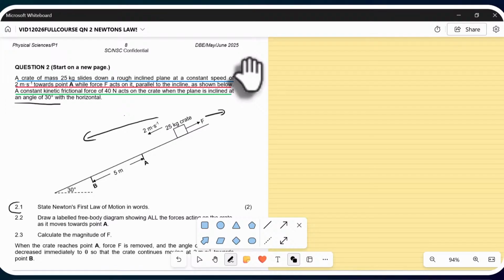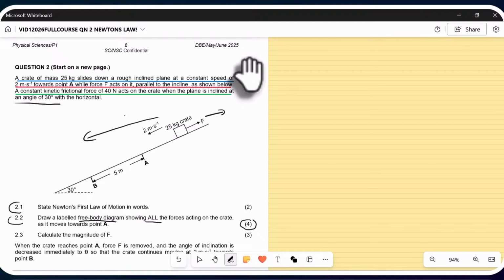Question 2.2, they said draw a labeled free body diagram showing all the forces acting on the crate as it moves towards point A. Now, if they say all the forces, it means you show all the forces acting vertical, perpendicular, and horizontal to the plane. Okay, so in this particular case, because they're giving us 4 marks here, we are going to have 4 arrows coming from the dot.